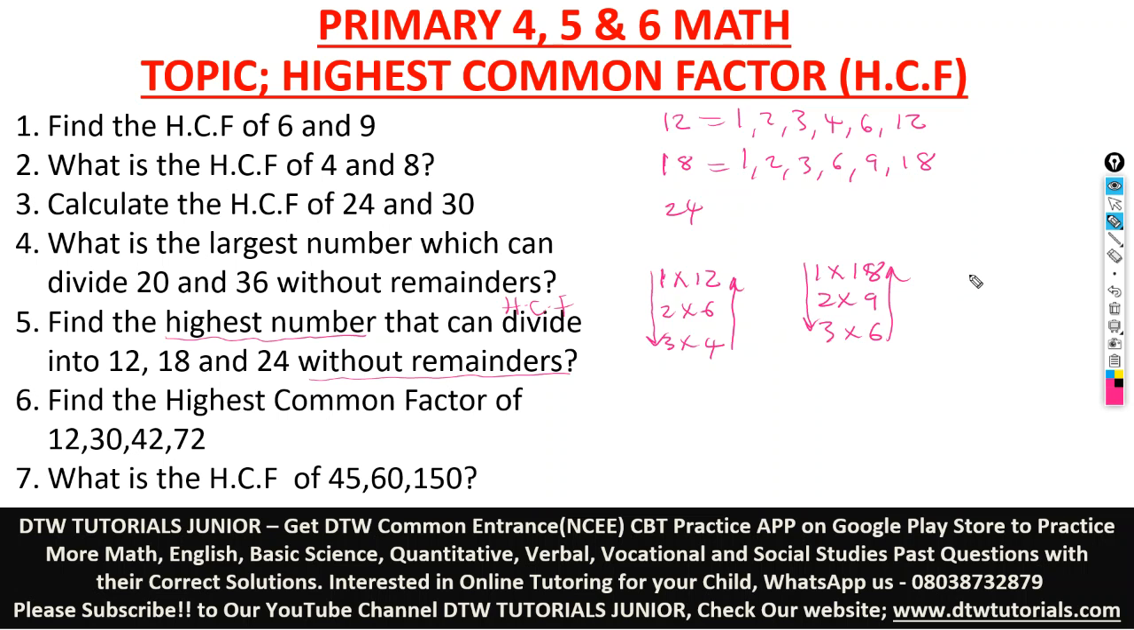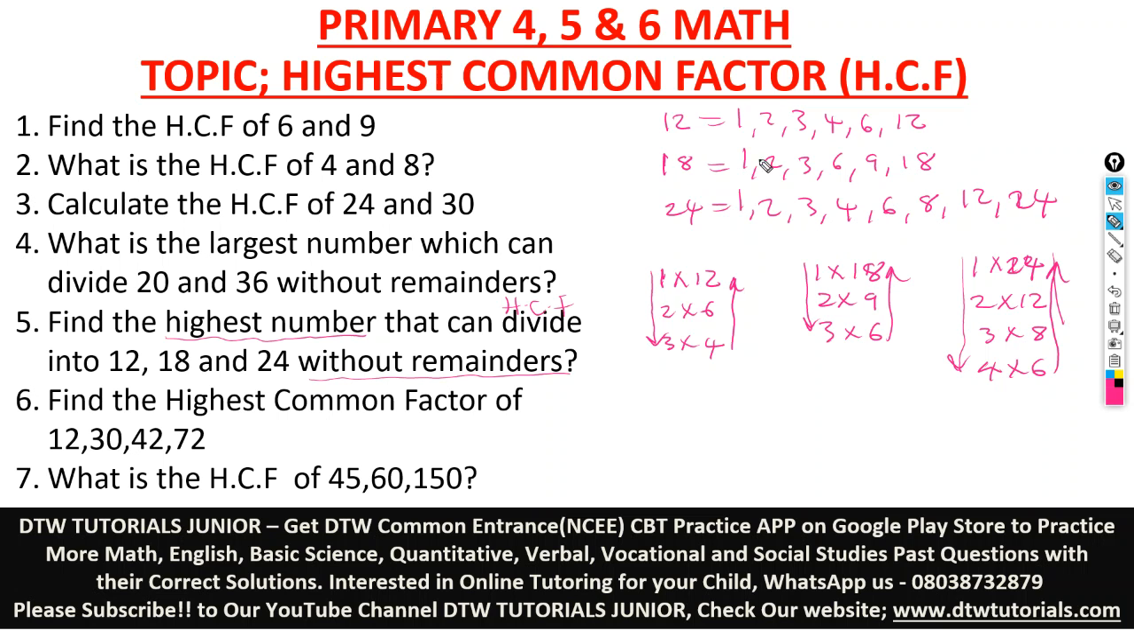Now let's look for the factors of 24. We have 1 times 24. We have 2 times 12. On the 3 times table, we have 3 times 8. On the 4 times table, we have 4 times 6, which will give you 24. So these are the factors of 24. So we have 1, 2, 3, 4, 6, 8, 12, and 24.